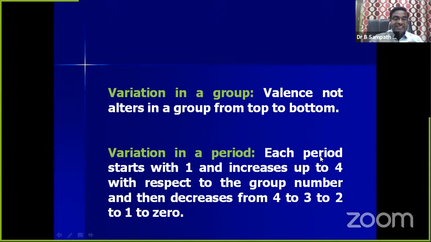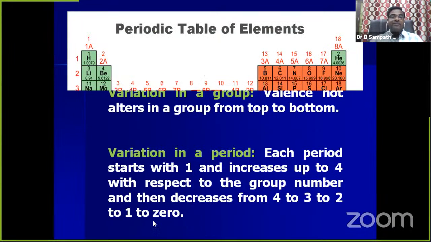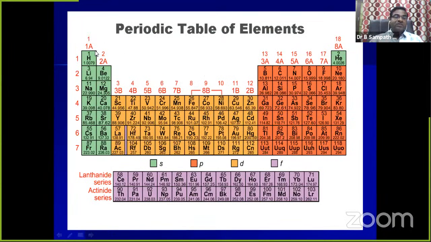So here what happens? Each period starts with 1 and increases up to 4 with respect to the group number, and then decreases from 4 to 3, 3 to 2, and 2 to 1, 1 to 0. Let us see. How? Let us see, children. Actually, this is the first group elements, second group elements. So third, fourth, fifth. So like that.